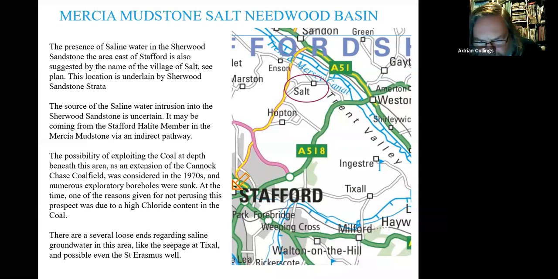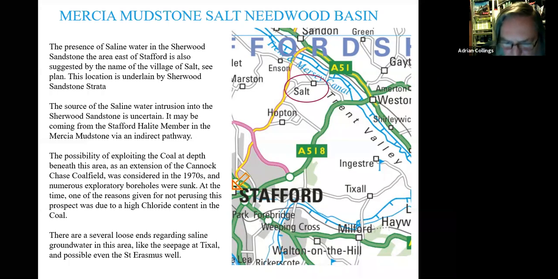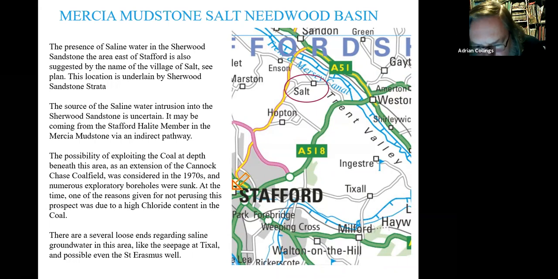The possibility of exploiting the coal at depth beneath this area as an extension of the Cannock Chase coalfield was considered in the 1970s, and numerous exploratory boreholes were sunk. At the time, one of the reasons for not pursuing this prospect was due to a high chloride content in the coal. There are several loose ends regarding saline groundwater in this area, like the seepage at Tixall and possibly even the St Erasmus well.